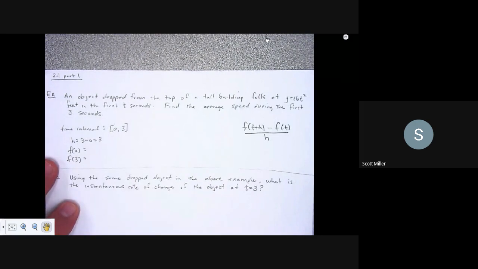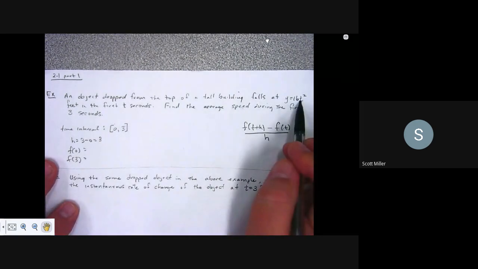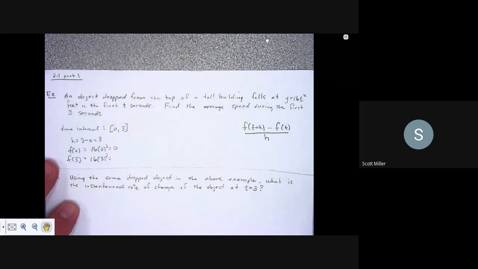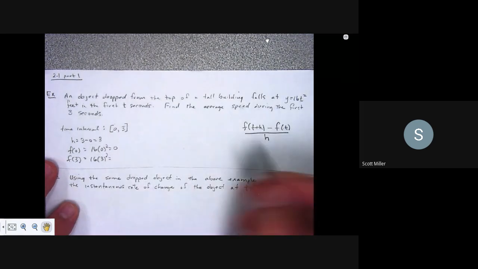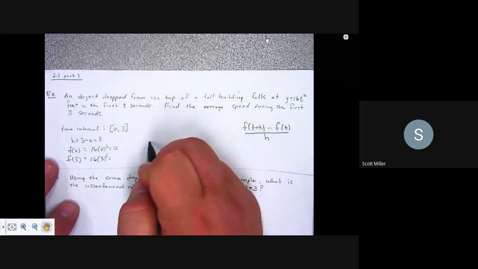f of 0 and f of 3. We need to find those, okay? There's our function for f. And so we have 16 times 0 squared and 16 times 3 squared, okay? And then we can take that information and plug it into our little equation over here.